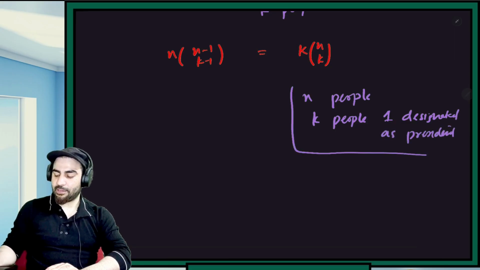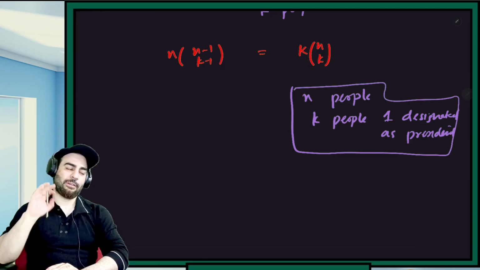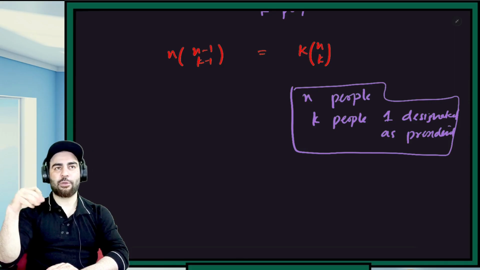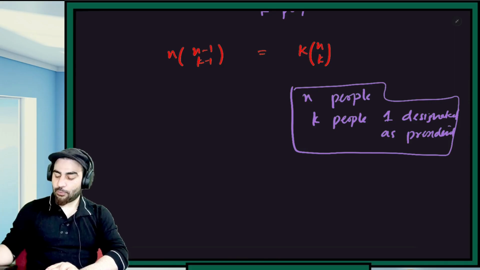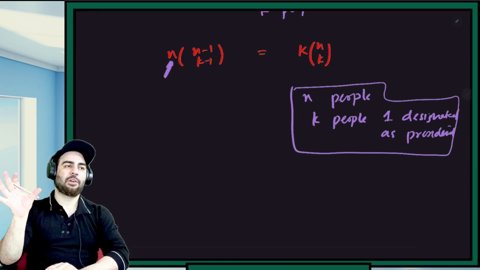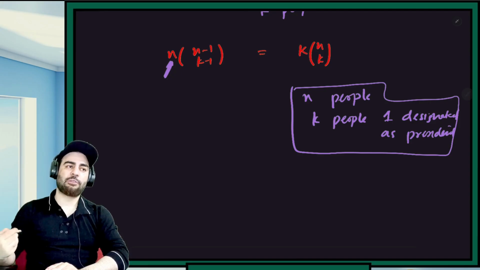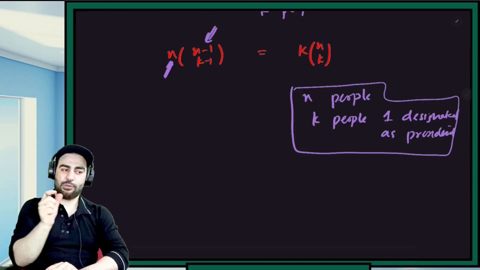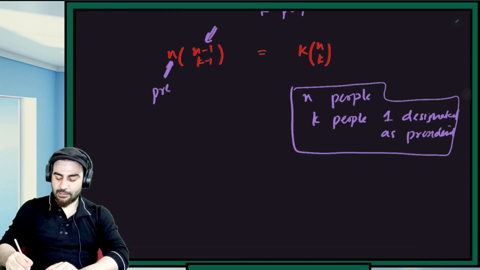So let's suppose this is the problem. You have n people. Out of those, you have to choose k people, and one has to be designated as president. Now you can think of this problem in different ways. You can initially choose a president out of these n people, so there are n ways. Once you have chosen a president, you are left with n minus 1 people, and out of those you have to choose k minus 1 people. So this is the second factor: choosing the president first, and then choosing k minus 1 out of n minus 1.